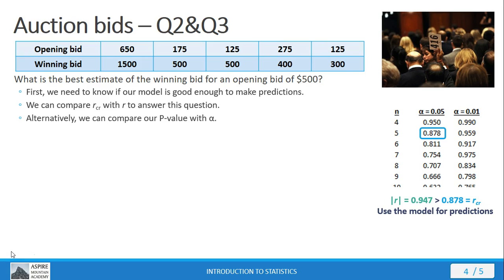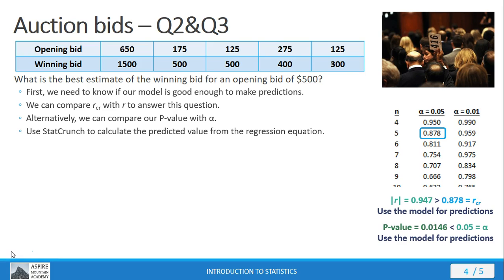The other way to get to that same conclusion is with the p-value. Just compare it with alpha. So when we do that, we see that yes, we can fit that area for the p-value inside the area for alpha, and that means we're inside the region of rejection. We reject the null hypothesis, which says the correlation is 0, which means there's no correlation. We say there is correlation, then we can use the model for predictions.